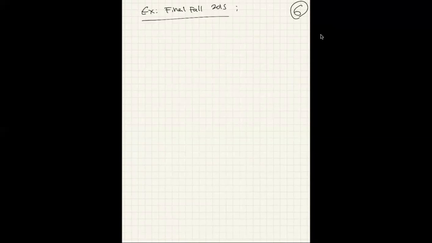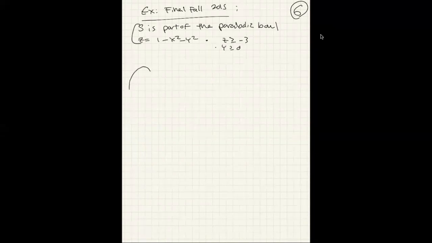It says S is part of the parabolic bowl, which is z equals 1 minus x squared minus y squared. But it's the part that features z greater than or equal to -3 and y greater than or equal to 0. So if I draw this really quickly, here's my parabolic bowl. That's z equals 1. Down here is z equals -3.